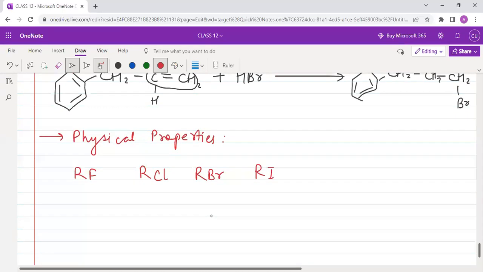For the same alkyl group, with increase in mass and size, the force of attraction between the molecules increases. If the force of attraction is increasing, the molecules will have a higher boiling point. Iodine is the maximum in size and has the maximum mass. So the boiling point of alkyl iodide will be the largest, then alkyl bromide, then alkyl chloride, and the least is of alkyl fluoride. This is the order of boiling point, which you have to remember.